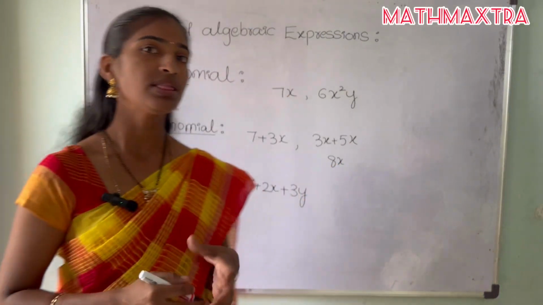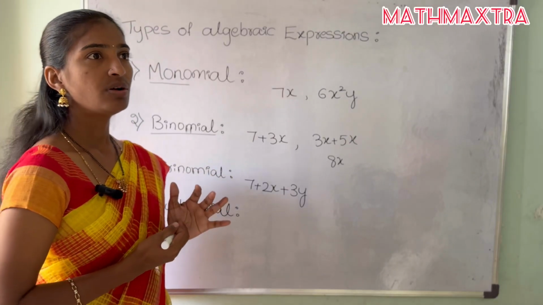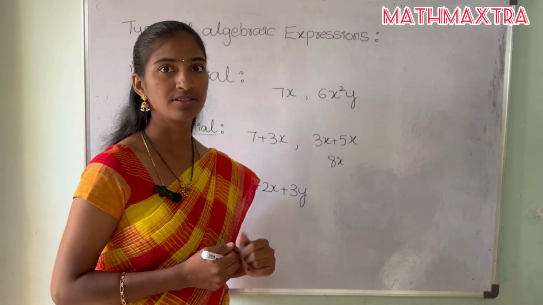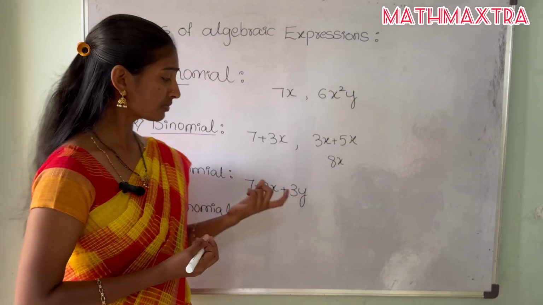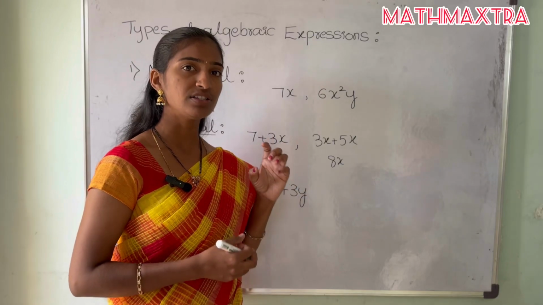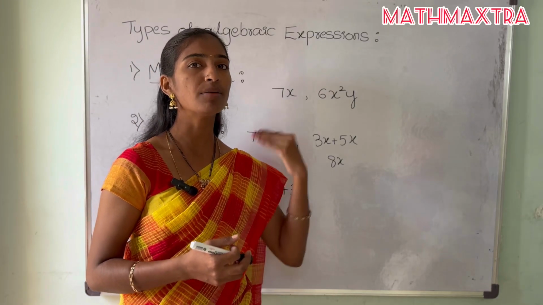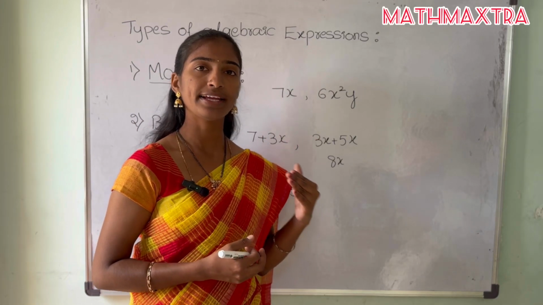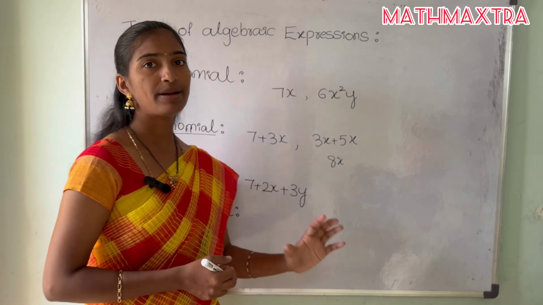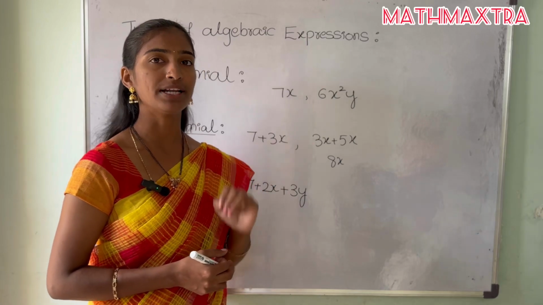Now tell me whether all the binomials are multinomials. Yes, all the binomials are multinomials. All the binomials contain exactly two unlike terms, isn't it? So according to the definition of multinomial, if an algebraic expression contains two or more than two unlike terms, then we call it a multinomial. That is why all the binomials are multinomials.